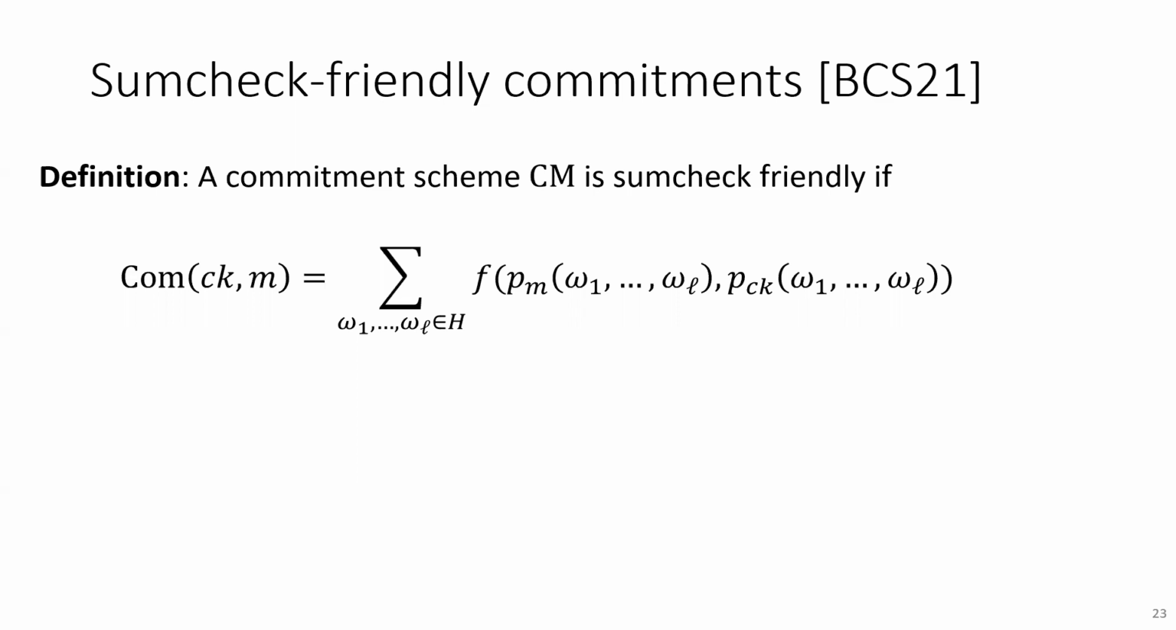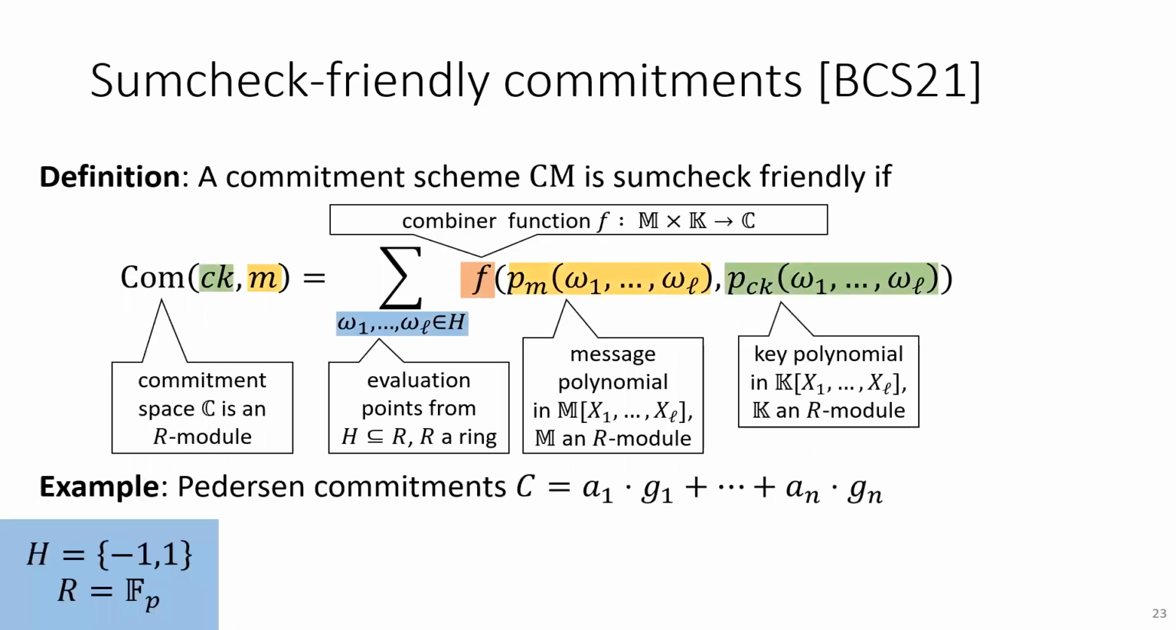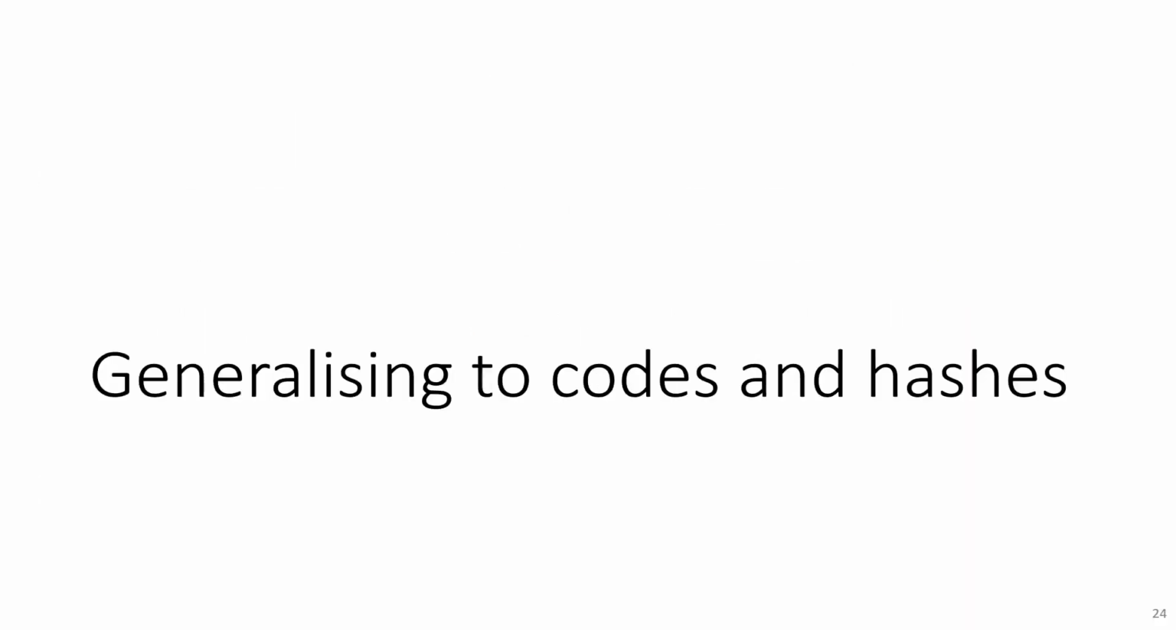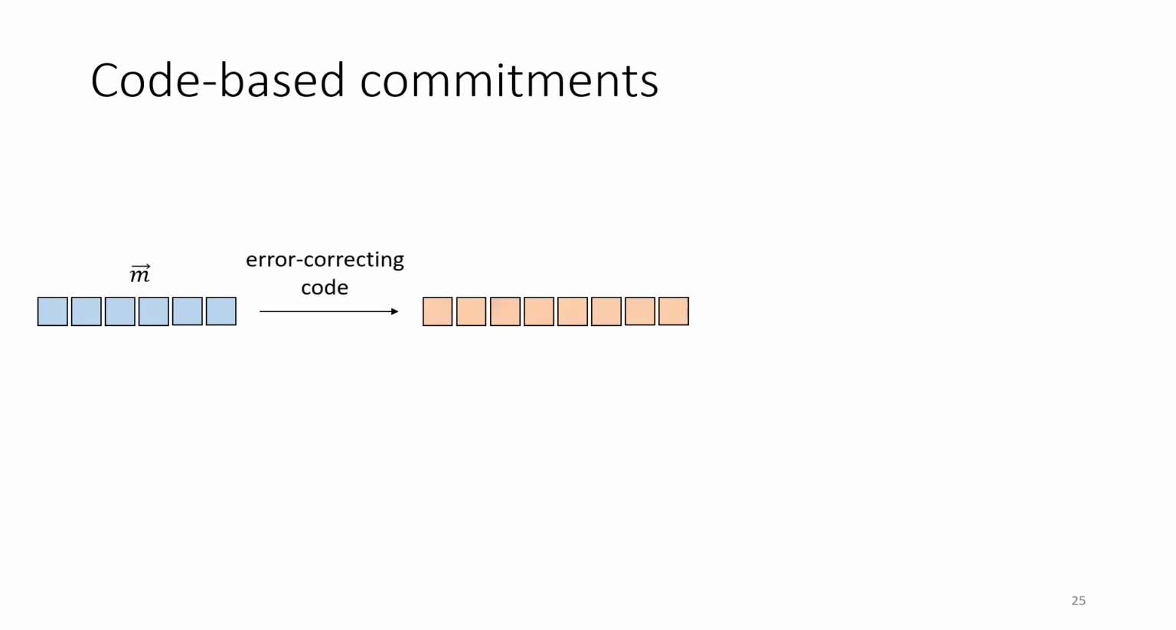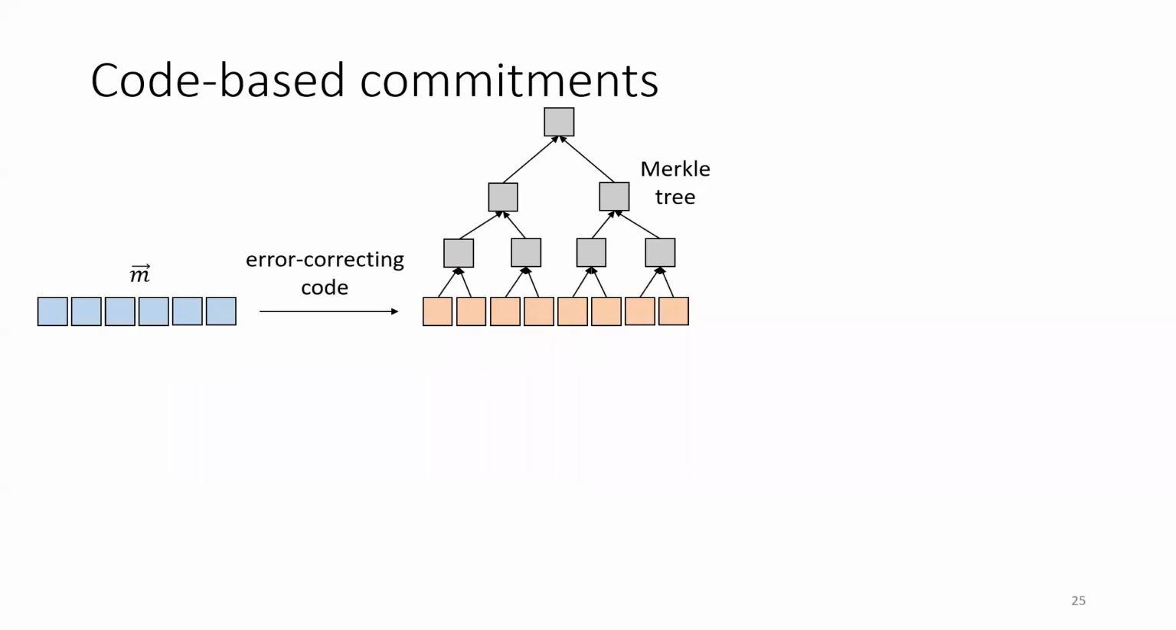Let me skip over these sum-check friendly commitments. Okay, so the last thing I'm going to talk about today is possible generalizations to commitments with error correcting codes and hashes. This is another way to build post-quantum succinct arguments. Here we'll be using code-based commitments. In this setting, we start off with a message and encode it using a linear error correcting code, and then hash all the entries of that error correcting codeword up into a Merkle tree.